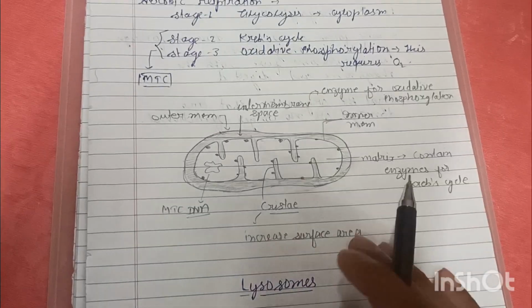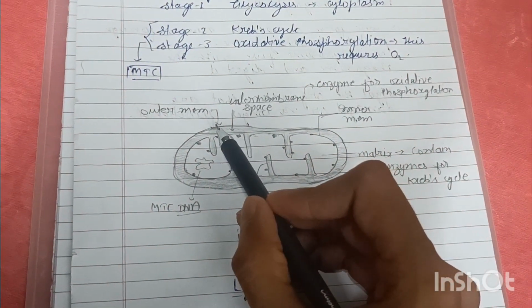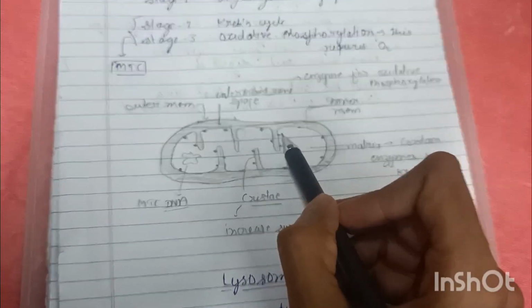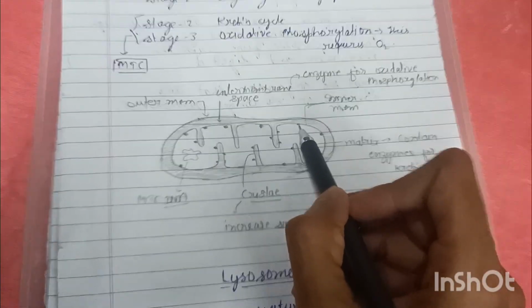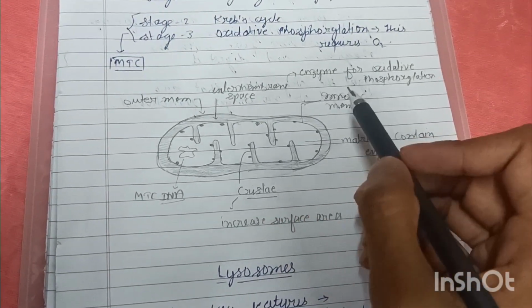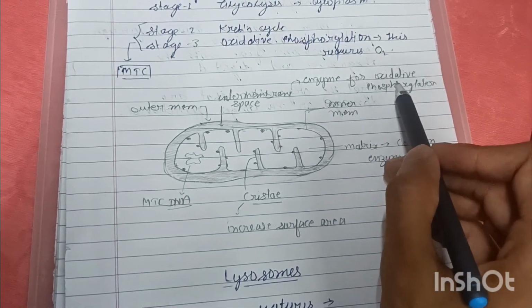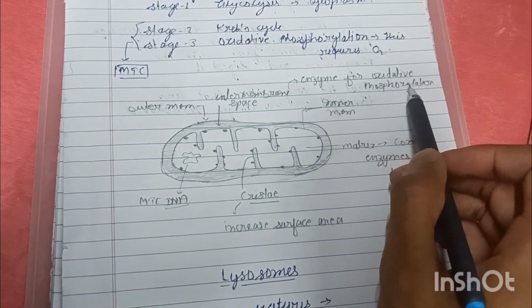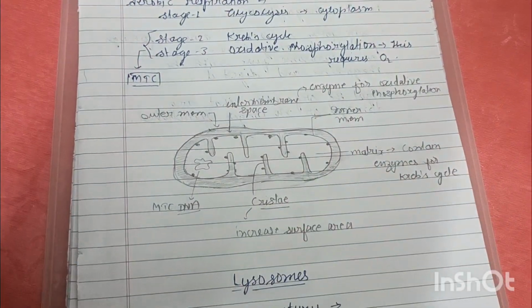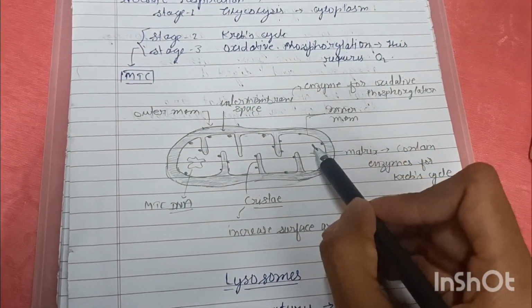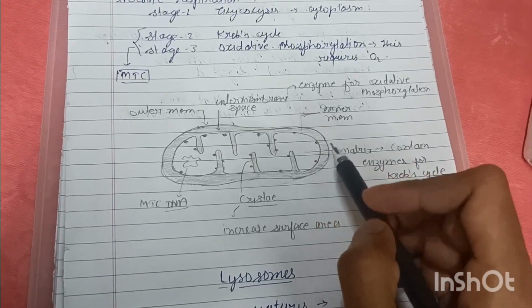Now come to the diagram. Here you can see this is the outer membrane and this is the inner membrane, and here you can see some kind of stuff pointed. These are enzymes which are required for oxidative phosphorylation. So you can say that enzymes required for oxidative phosphorylation are found in the inner membrane, or at the surface of the inner membrane, of mitochondria.